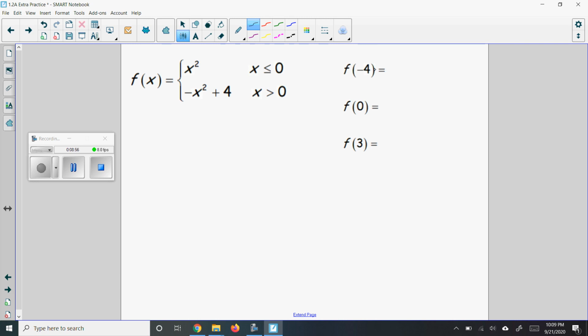All right, so at -4, we're going to use this chunk. So that's 16. At 0, we're going to use this chunk again. So that's 0. And at 3, we're going to use this chunk. And that's -9, that's -5.